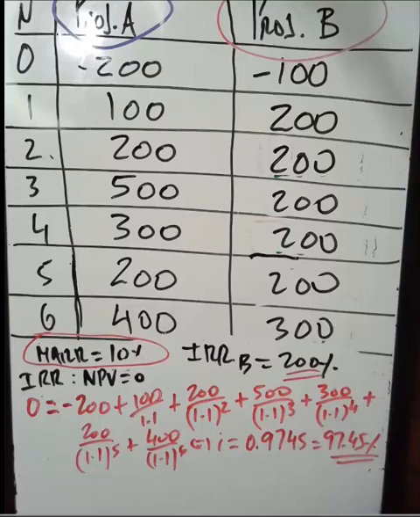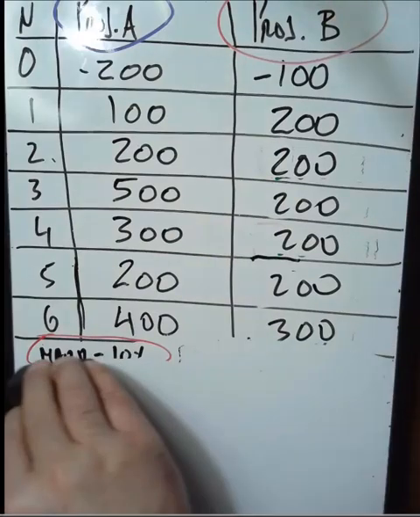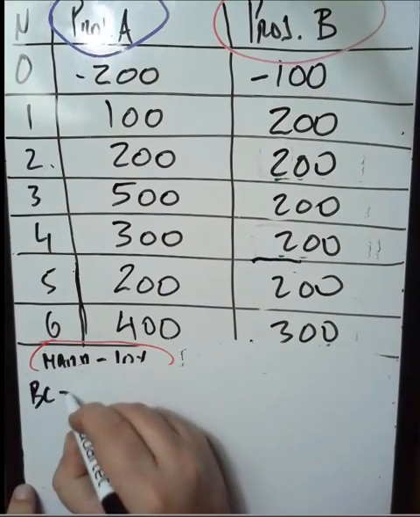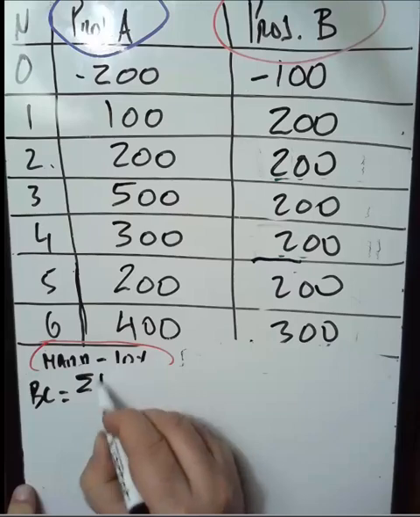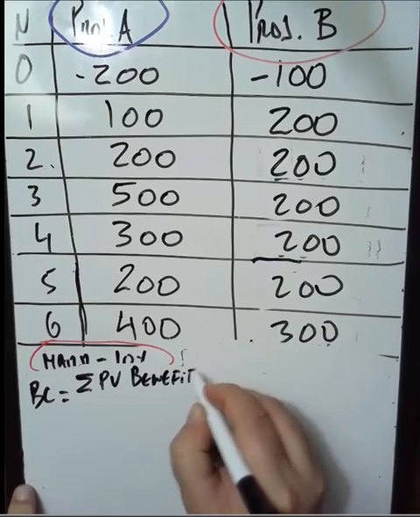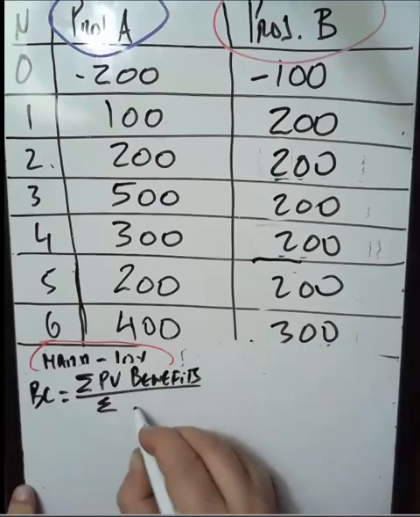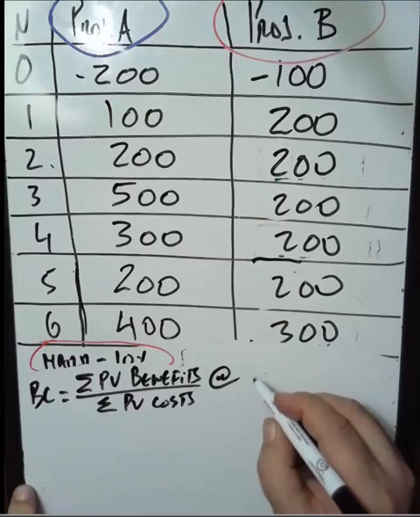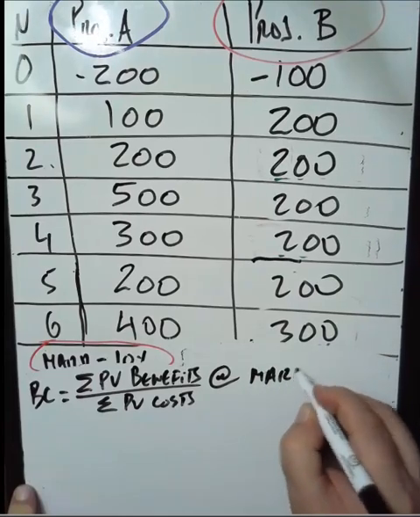Let's look at the other two tools, actually the new tools introduced in this chapter. So the benefit cost ratio, which is also a relative value method. The benefit cost ratio is the ratio between the present value of the benefits divided by the present value of the costs, both evaluated at the minimum acceptable rate of return.